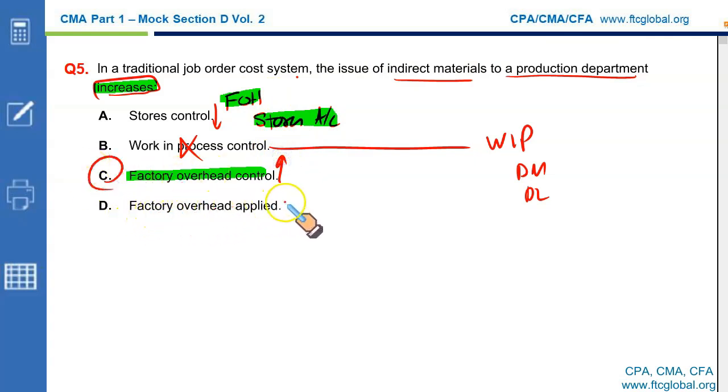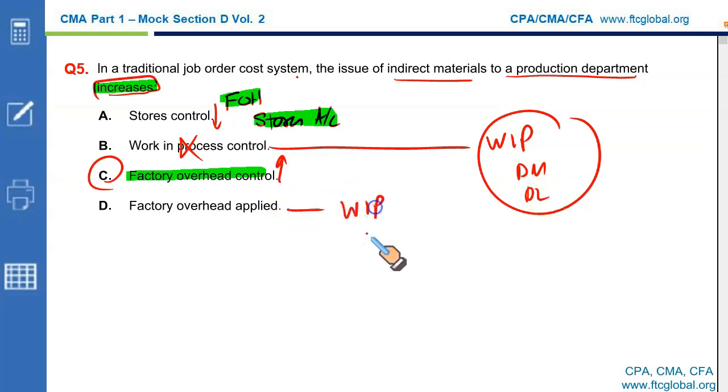Why not D? Factory overhead applied. This is the entry we make when we issue material and labor to work in process: debit work in process, credit material, and credit wages payable, right? So when overheads are applied, we debit the work in process account and credit the FOH applied account, remember. This is how we transfer the prime cost into our production account, and this is how we apply our overheads to the work in process account. So the factory overhead applied account is being credited, not increasing. So the correct option is C, we already agreed to it.